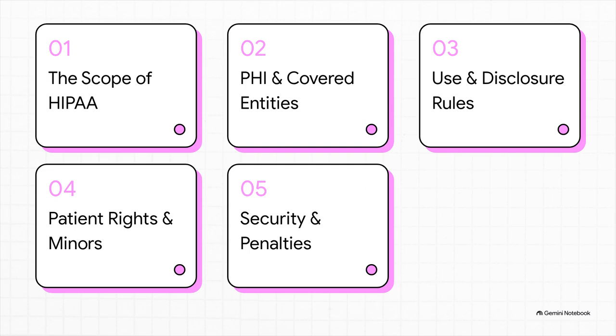Here is our progressive blueprint for today's explainer. We'll be covering: 1. The scope of HIPAA. 2. PHI and covered entities. 3. Rules of use and disclosure. 4. Patient rights and minors. And 5. Security safeguards and penalties.